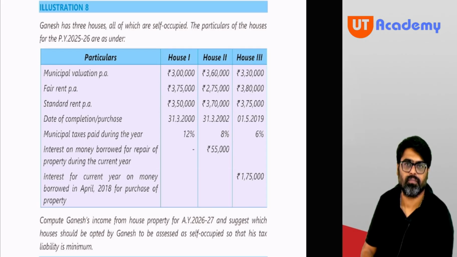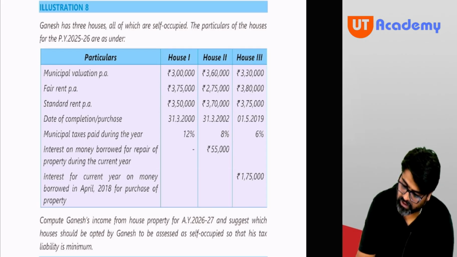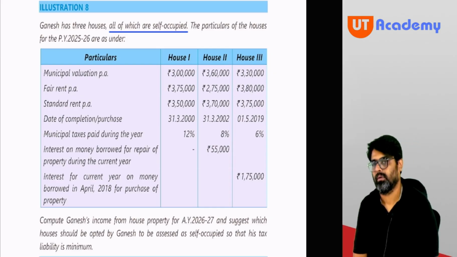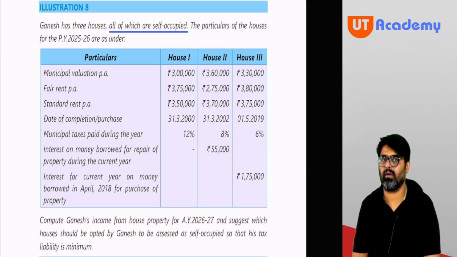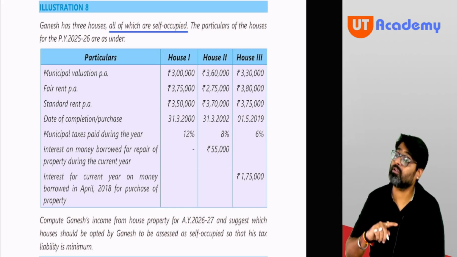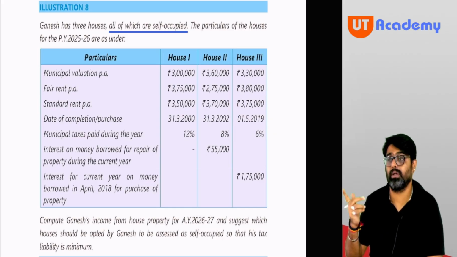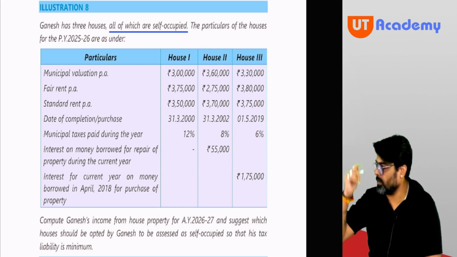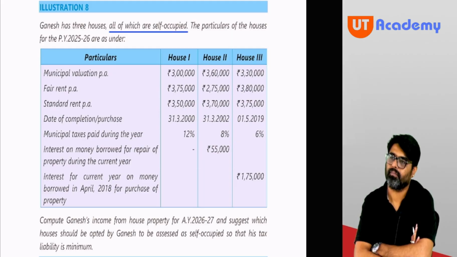How many properties? And they are telling Ganesh has 3 house properties, all of which are, but you cannot take the exemption of annual value of all the 3 properties. You can take for any 2. The option is given to you. But in that case, the 3rd property will be treated as DLOP. Sure? Everyone? So tell me, which 2 properties you will claim as SOP?